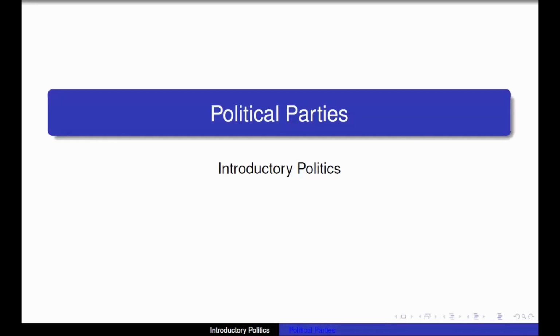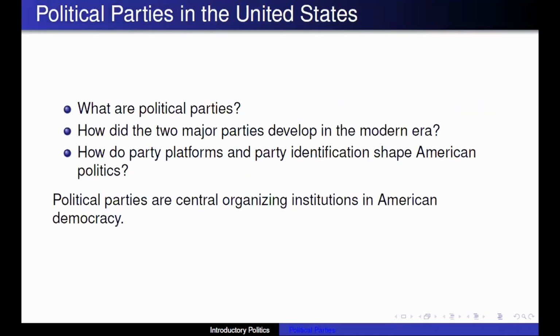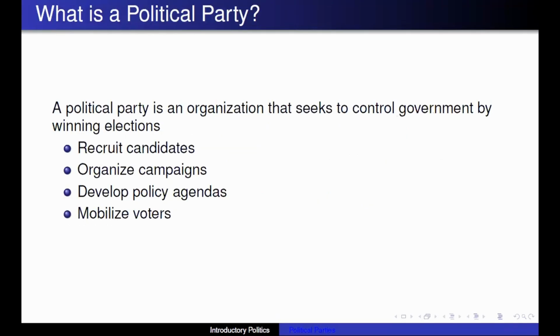Welcome to Introductory Politics. Today, we are talking about political parties in the United States. We are going to talk about what they are, how the two major parties developed in the modern era, and how party platforms and party identification help to shape American politics. A political party at the most basic level is an organization that seeks to control government by winning elections.